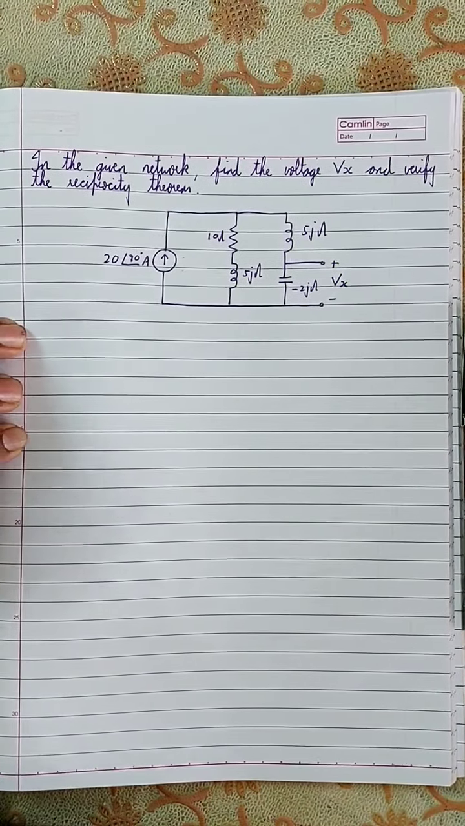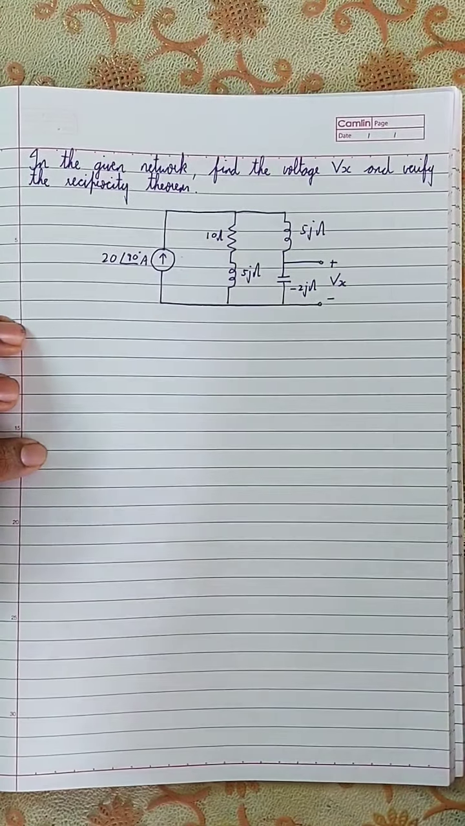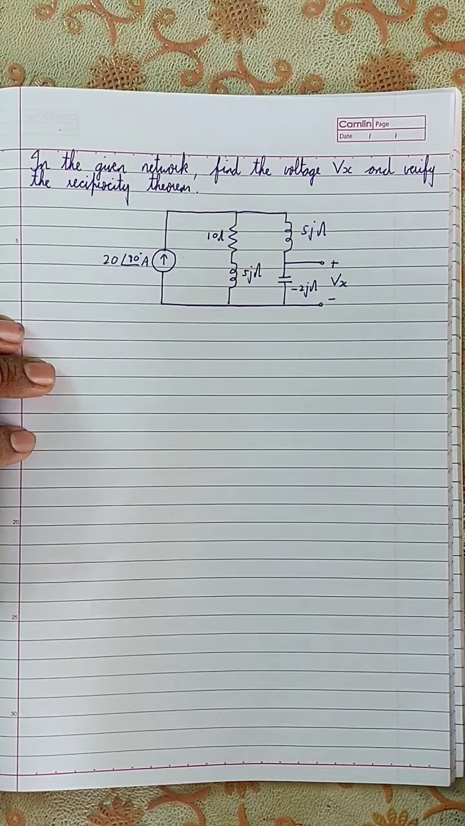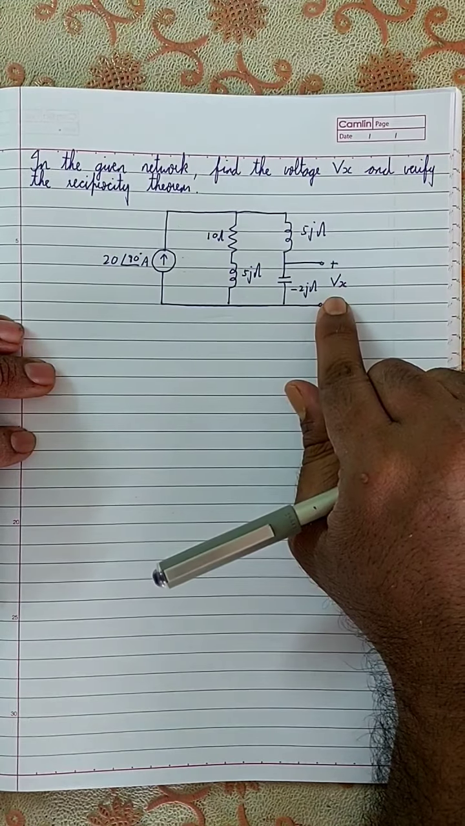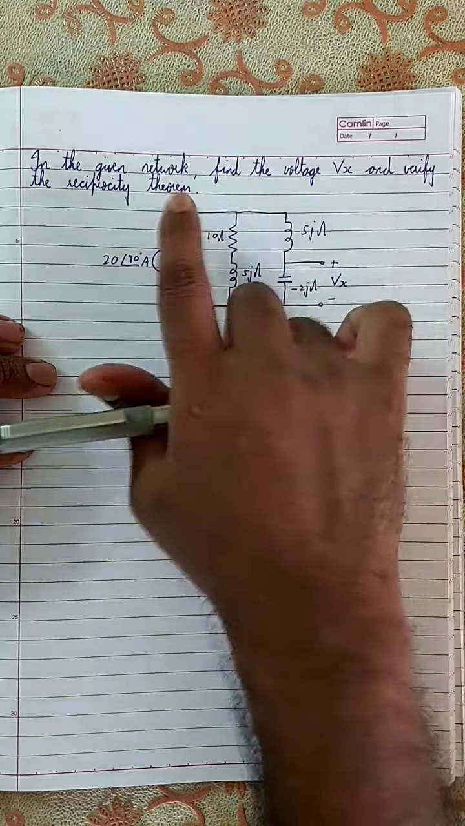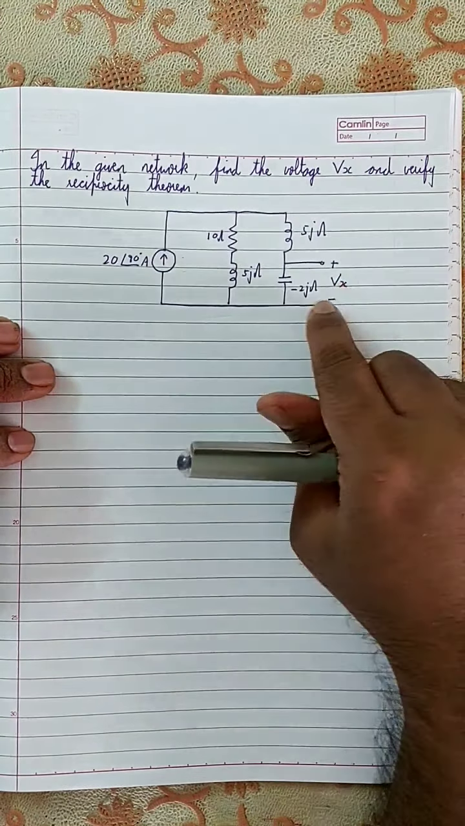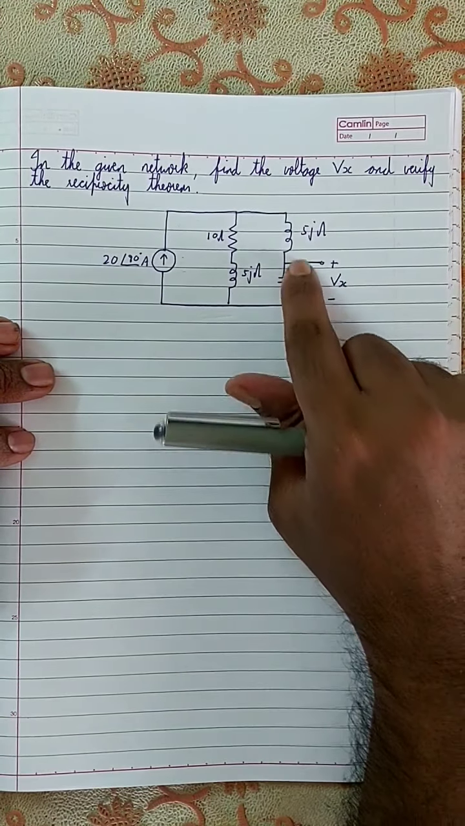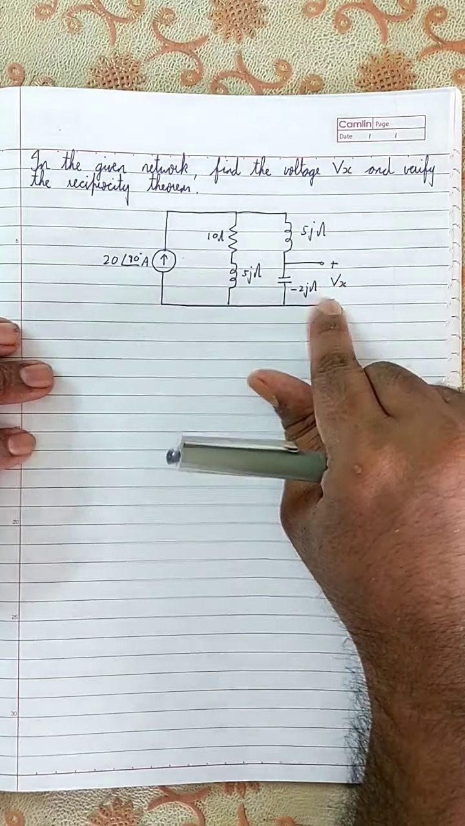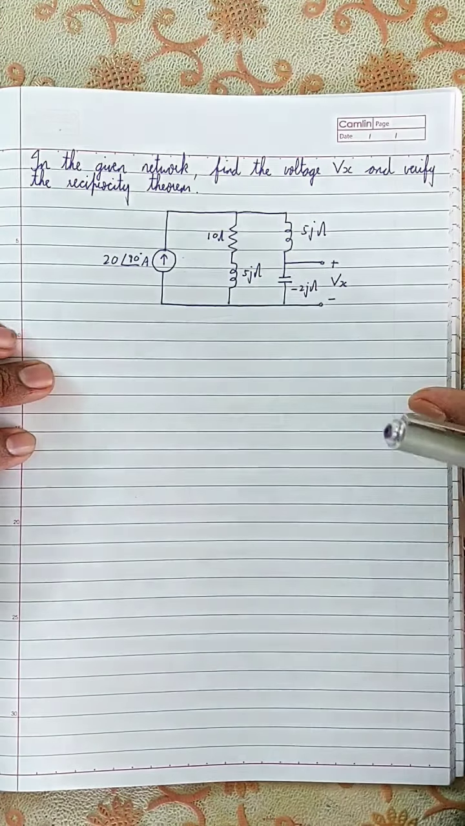Hi students, let's do another problem in reciprocity theorem. Here the question is, in the given network, find the voltage Vx and verify the reciprocity theorem. This voltage Vx is the voltage across the capacitor, right? Vx is the voltage across the capacitor, which is minus 2J.